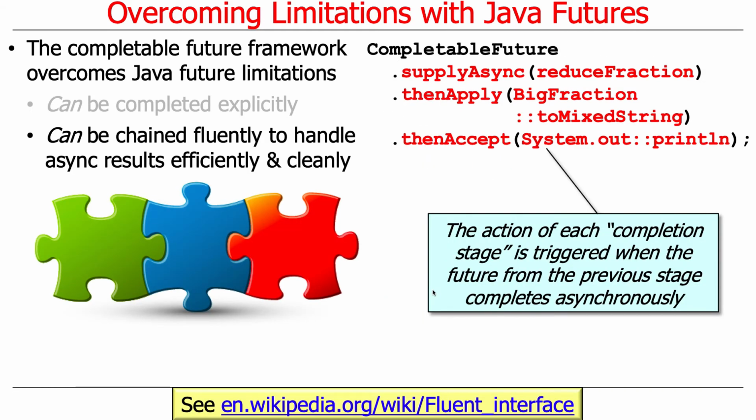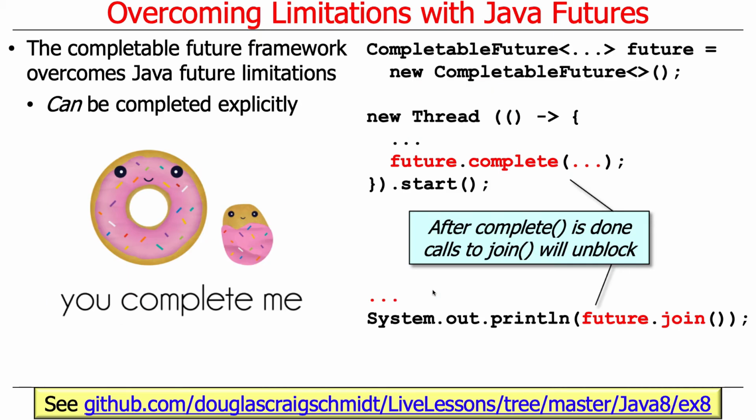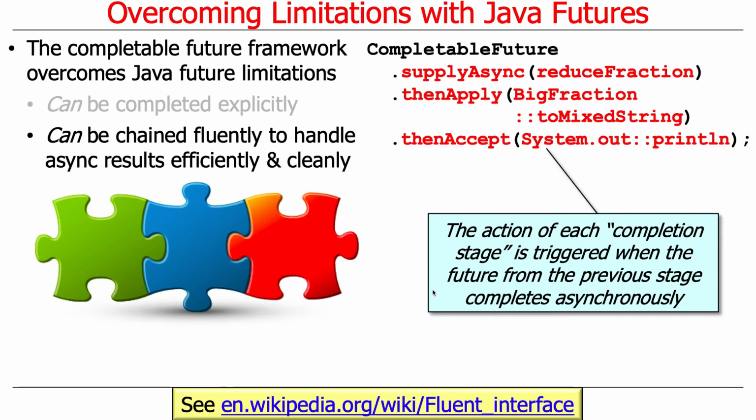Something else you can do, and by the way, I'm going to go through these examples very quickly because it's an overview. We'll go through them in more detail later. You can also chain together a bunch of completion stage methods and factory methods on completable futures so that you can handle asynchronous results fluently in a very efficient and clean way. And here's a good example.